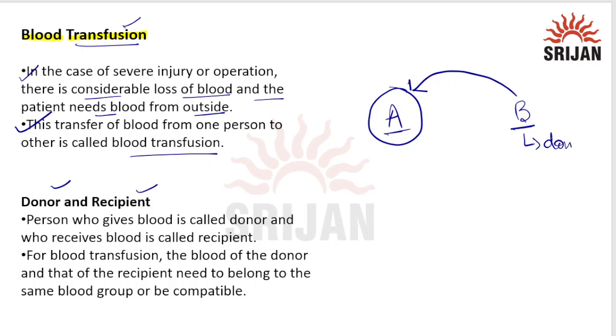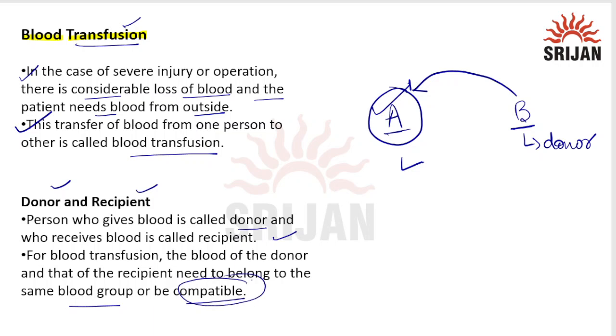So the action of giving refers to the donor, or you can say donor person. And who is receiving the blood? That is the person A. So person A is a recipient of the blood. Therefore, it is written here that the person who gives blood is called donor and who receives blood is called recipient. For blood transfusion, the blood of the donor and that of the recipient need to belong to the same blood group or to be compatible.